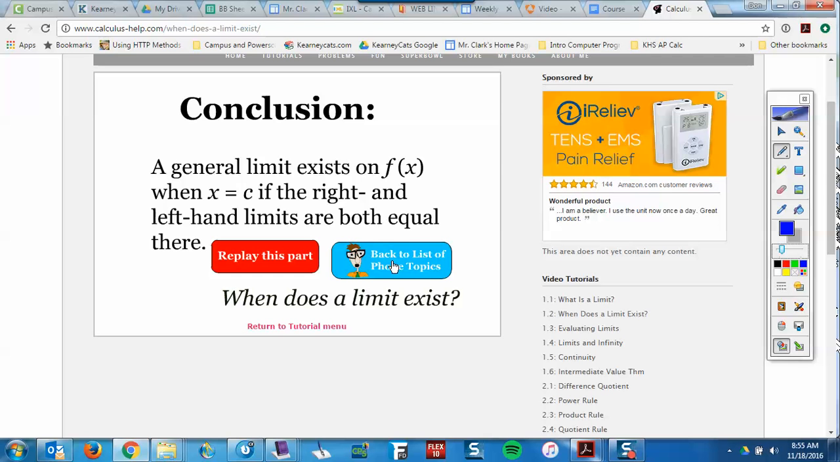So to continue that metaphor, the diner burned down. They rebuilt it in a new place. This guy goes to the old diner. This guy goes to the new diner, right? The limit doesn't exist. They did not meet at the same place. They did not meet there. The limit does not exist.